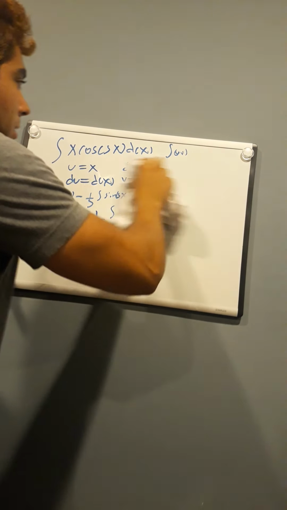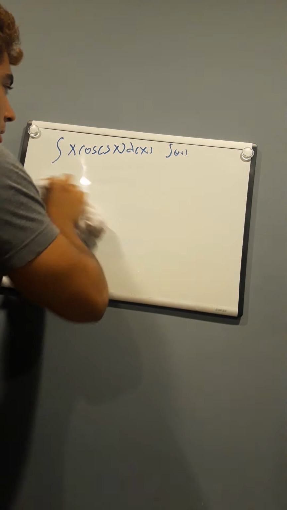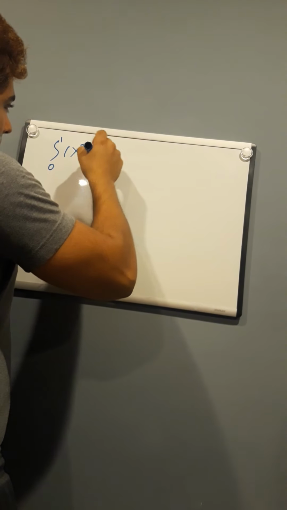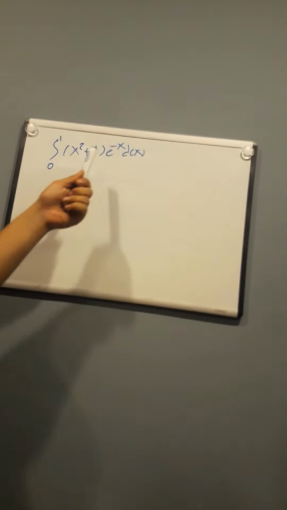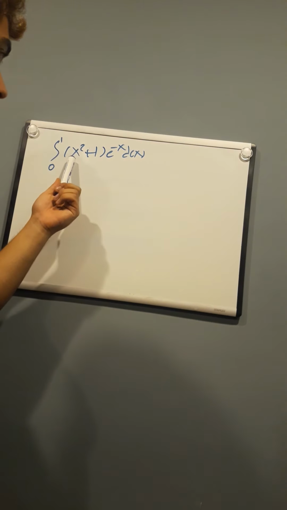Now, computation is difficult, I get that. So let's look at the next one. The integral of x squared plus 1 times e to the negative x dx. There's two ways of doing this one. You can literally multiply it out, which becomes an integral by parts. This is really easy. Or you can just do it straight up.